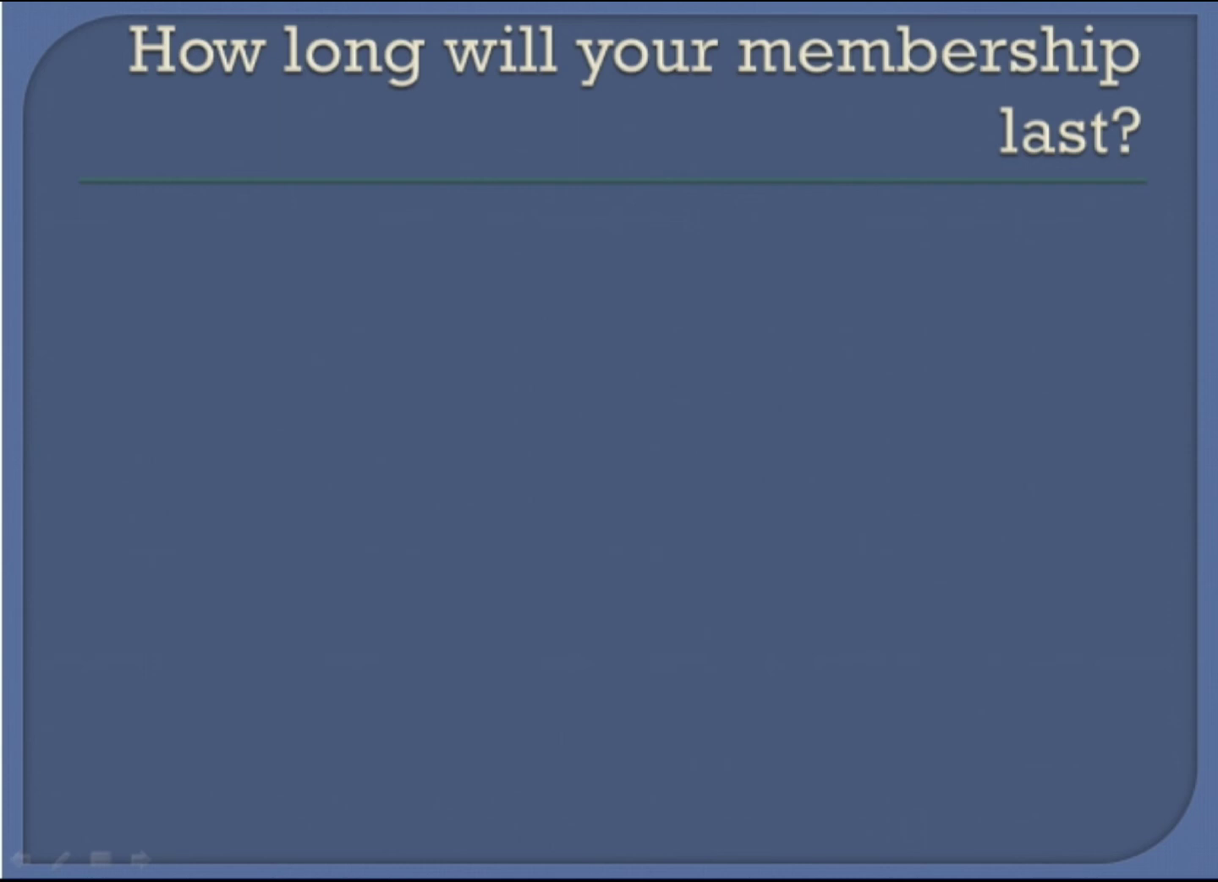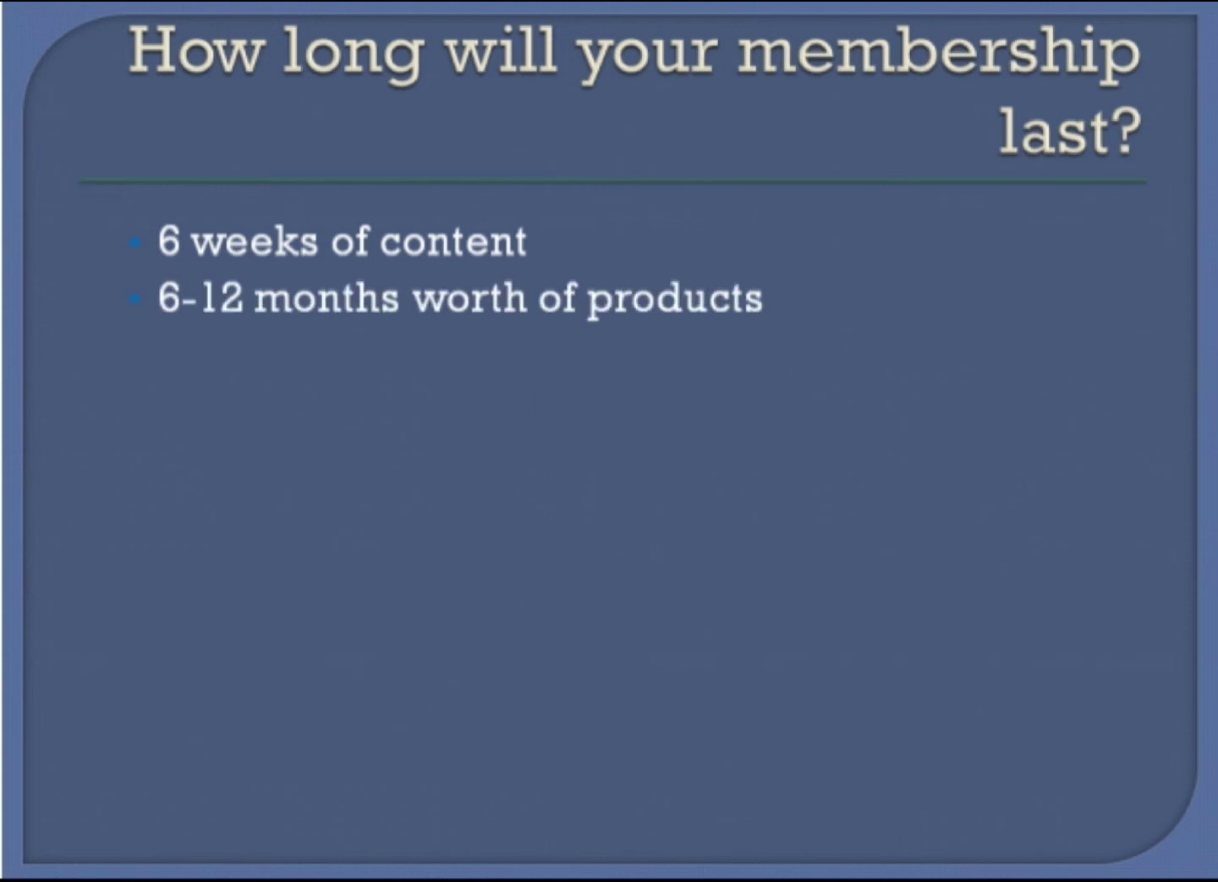Now, what you can do initially is when you gather all the content and see how much content you have, what kind of content you might need to add, then that will tell you how long your membership site will last realistically. You could have 6 weeks of content. You could have 6 to 12 months worth of products. It really depends on your audience and who is buying your products.